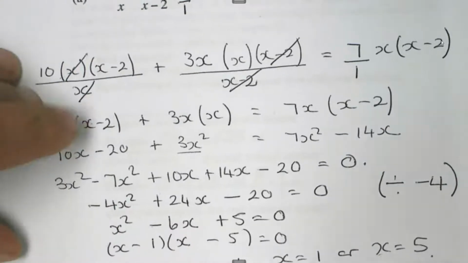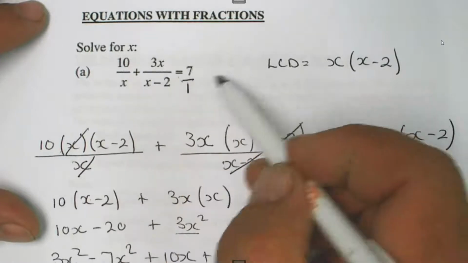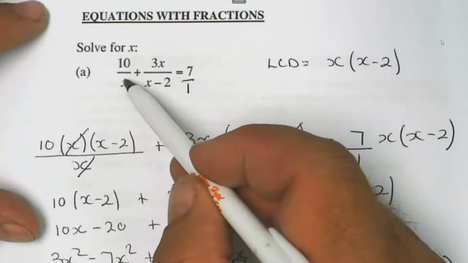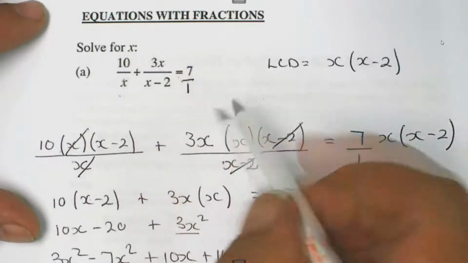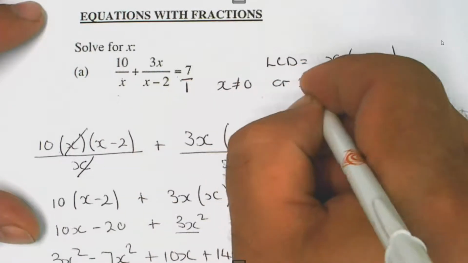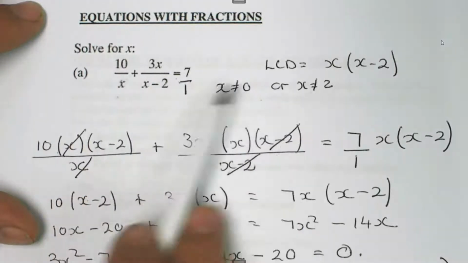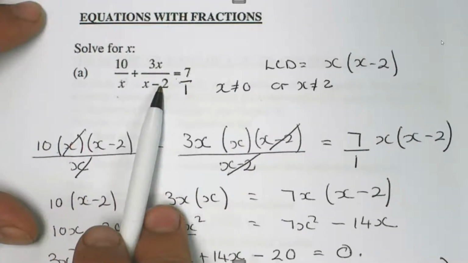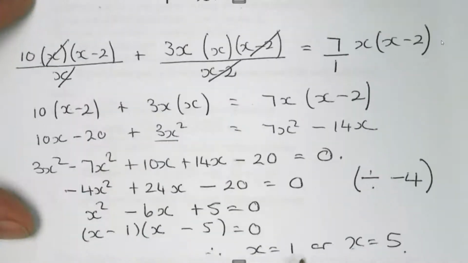Now if you've got a fraction in an equation, you've got to test it, because the x value can make the denominator 0, which will make it undefined. So here we can say that x cannot equal 0 or x cannot equal 2, because 0 will make it undefined, and 2 minus 2 is 0. 2 will make the denominator 0, which makes it undefined. But your answer is 1 and 5, so there's no restriction. Both answers would be applicable.